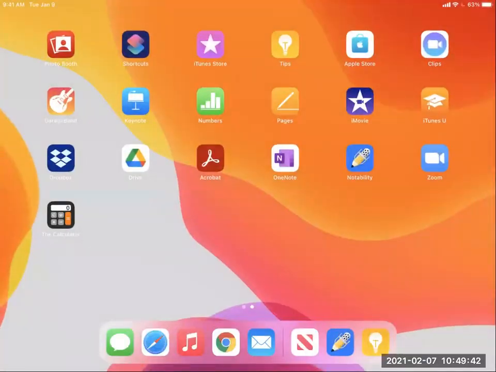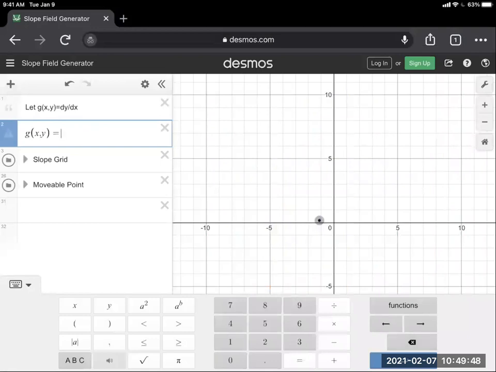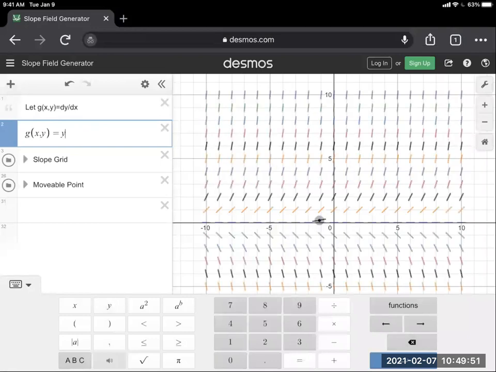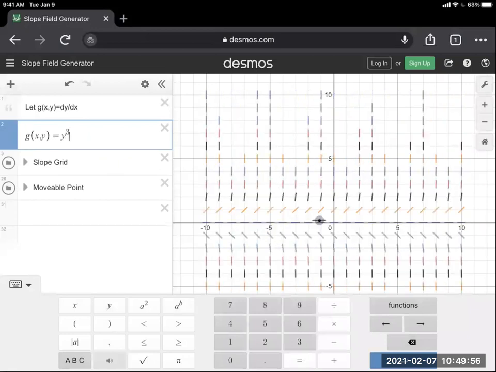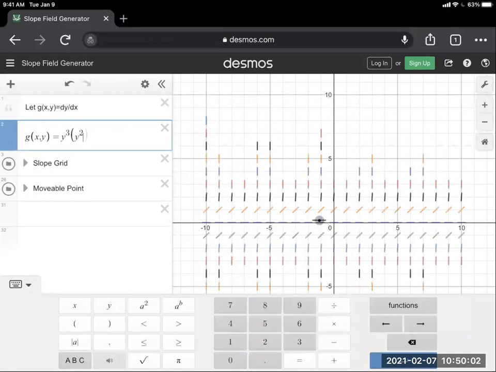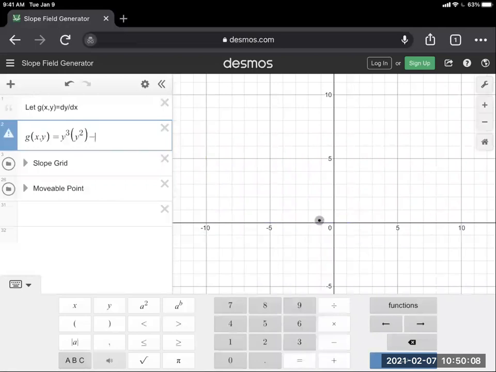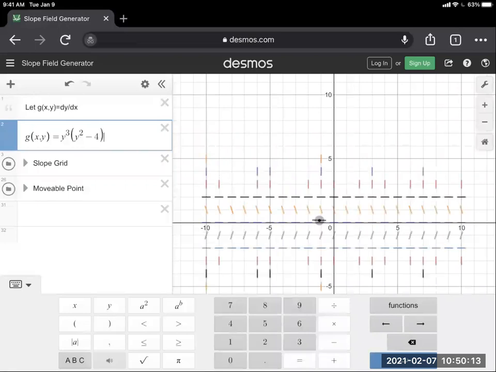We'll move back to Desmos and we'll type in our new function here. So y to the third times y squared minus 4. Okay, make sure we have it all in there correctly. It looks good. Now here, if you need to zoom in a little bit just to see what's happening, sometimes it helps.